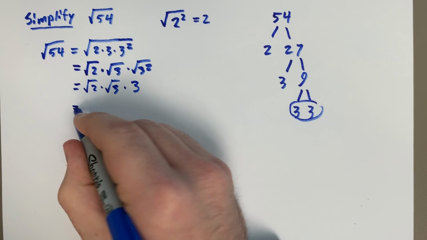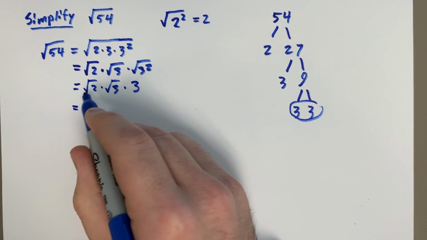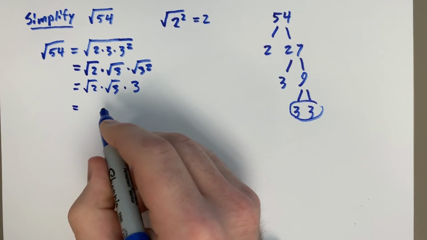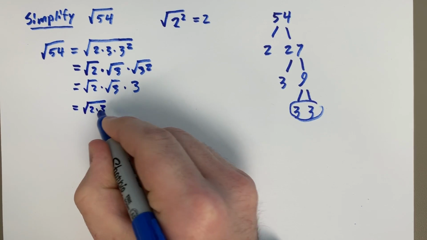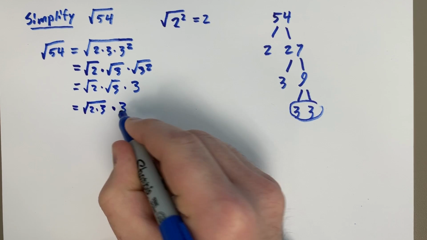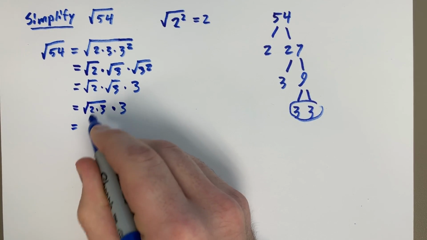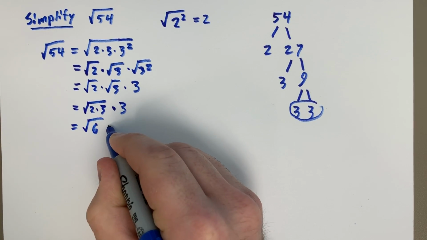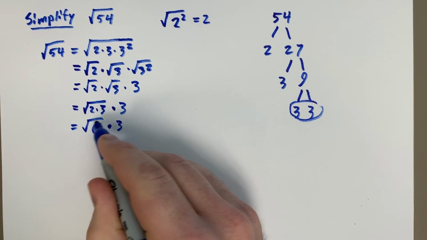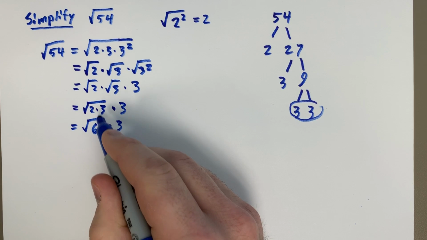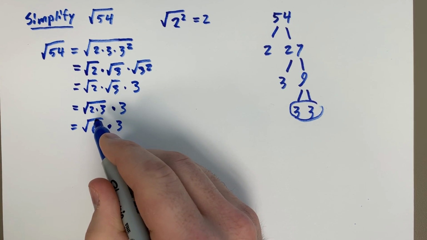So what do we do now to finish this up? Well, since this can't be broken down any further, I'll just put them back together. So this gives us radical 2 times 3 times 3, and then this is just going to be root 6 times 3. Again, that 3 is not inside the radical, so make sure you're very careful about drawing your radical bar only to the end of the expression that you want inside.